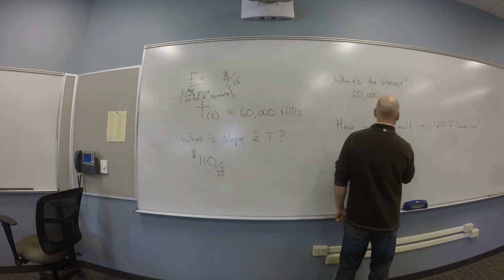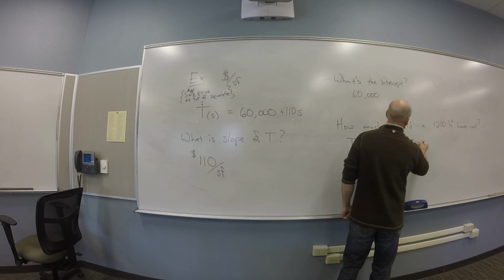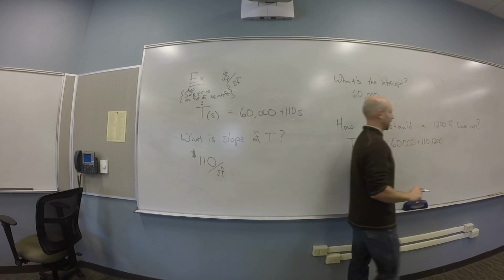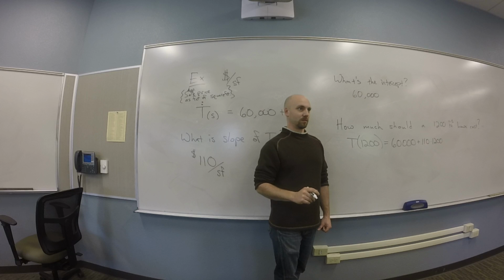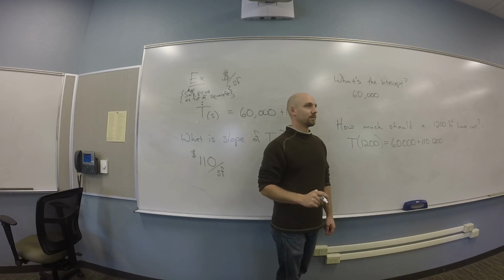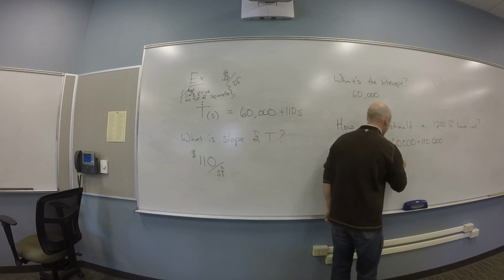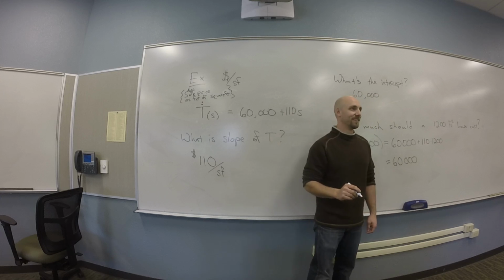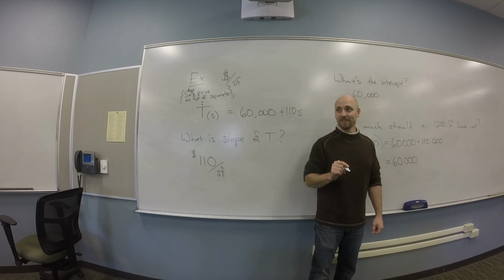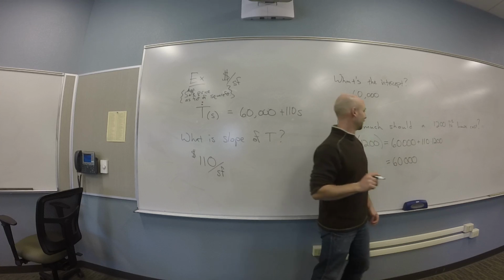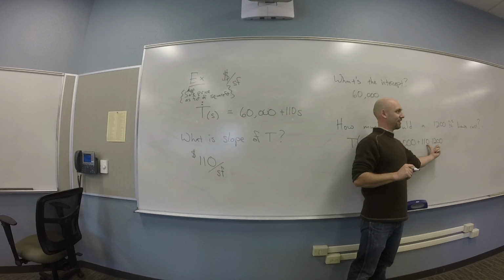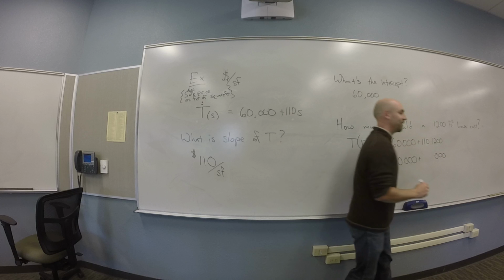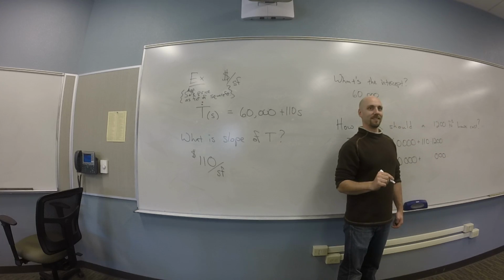And the way we're gonna do T of 1,200 is we're gonna take 60,000 and add 110 times 1,200. Okay? And because I'm standing up here and don't have a calculator, I'm going to demonstrate some Common Core for you. How many zeros are in that stuff? Three. So there's three factors of 10 kicking around, so there's going to be three zeros at the end.